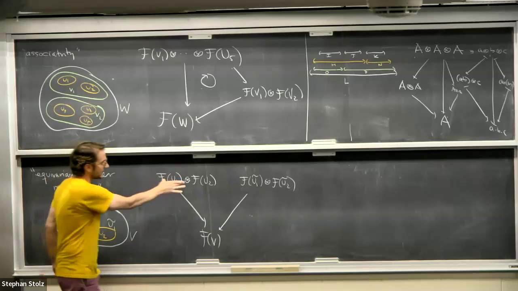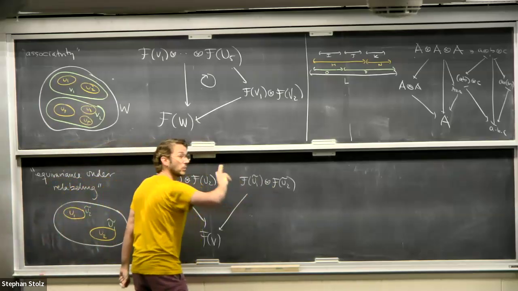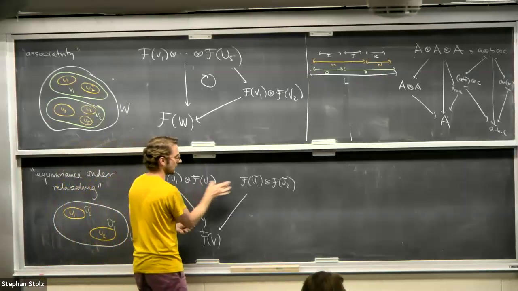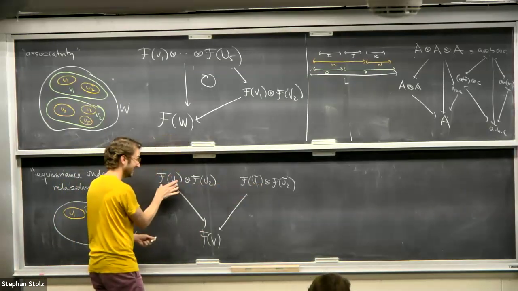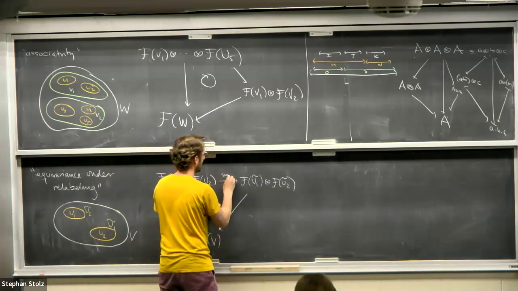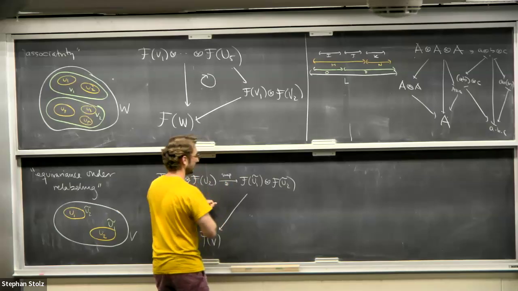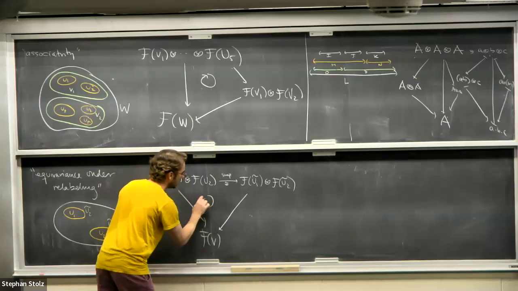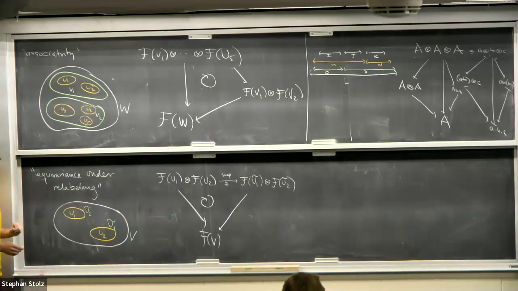Now these two tensor products are isomorphic just by swapping. This tensor factor is isomorphic to that tensor factor, and this factor is isomorphic to that. So there's a swap map. It's an isomorphism, and I want this diagram to commute.